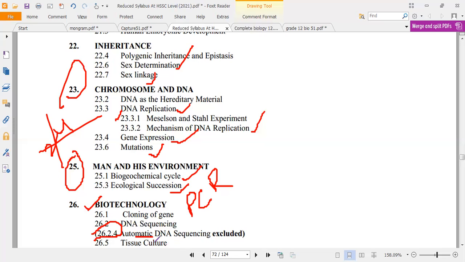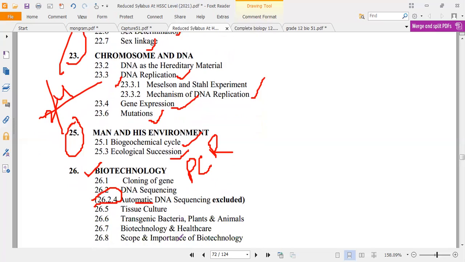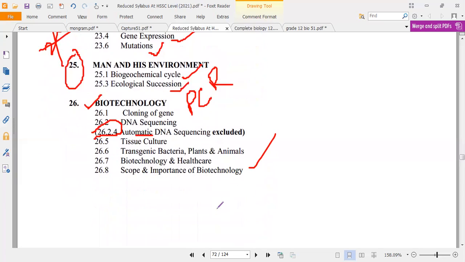Then we will come to tissue culture, that is included. Transgenic bacteria, plants, and animals, that is the next topic, that is included, and all the subtopics of that are included. Biotechnology and healthcare, in which we will study the role of biotechnology for the treatment of different diseases and scope of biotechnology. This is the last topic of this one. These all topics are included, because this is a very important chapter regarding new technology and diagnostic tests and techniques which are used in laboratories.